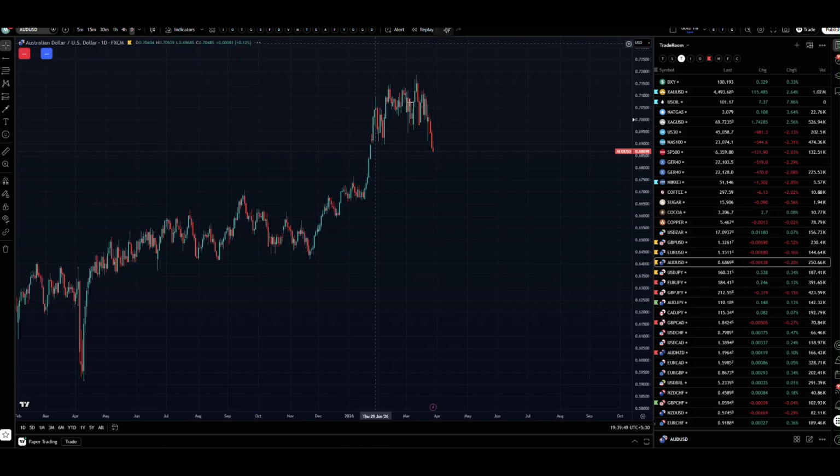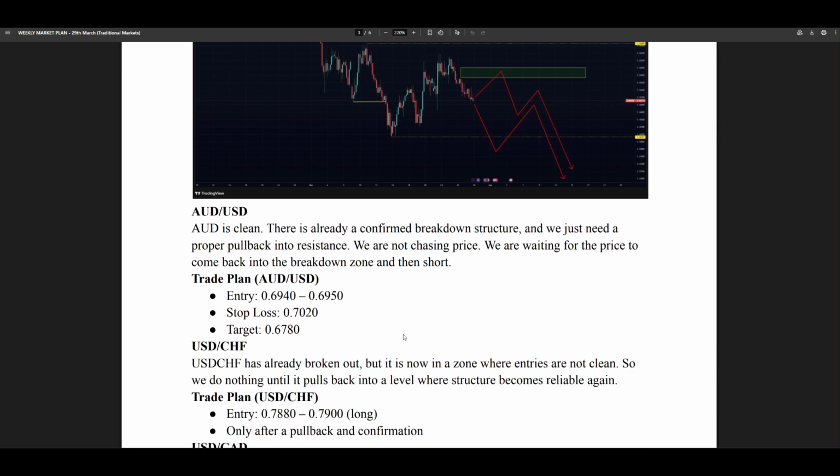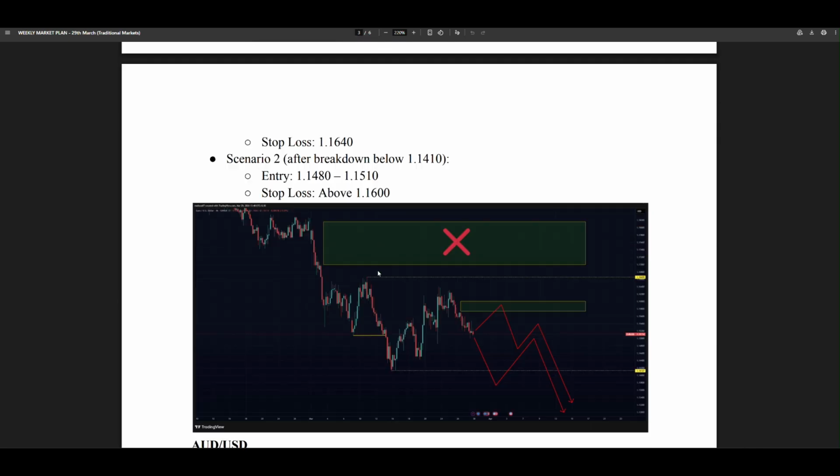Then we come to the Australian dollar, which is a separate kind of plan. I think the picture, as you mentioned, this imbalance is not going to get filled.